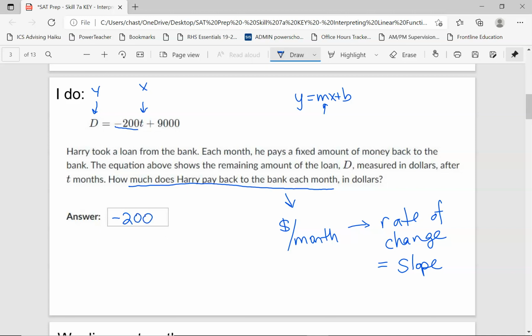To interpret this problem, it means that Harry pays back $200 each month. That's why we're expressing this with a negative quantity. Okay, he's paying this money back. He's not getting this money, he's giving it up.